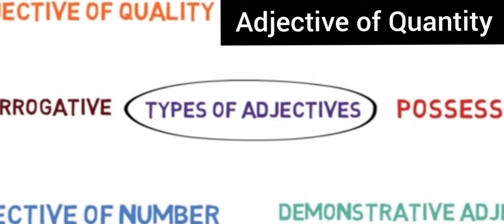Don't get confused here, because we have adjective of number also. Adjective of number, when we use a number, it's clear, numbers like 1, 2, 3, 4, 50, 60, 100, 1000, that is adjective of number. But here we are talking about adjective of quantity. Quantity means little, much, some, few, sufficient, enough. When we use these words to describe a noun, that kind of adjective is called adjective of quantity.